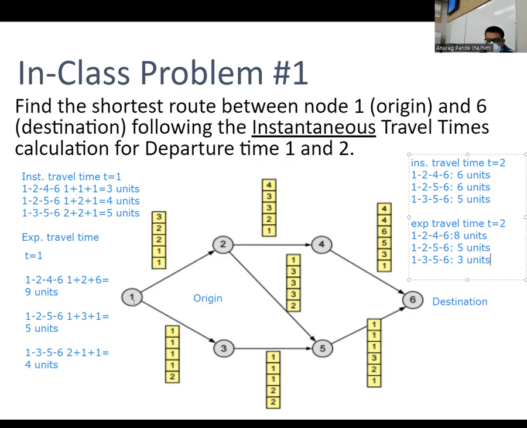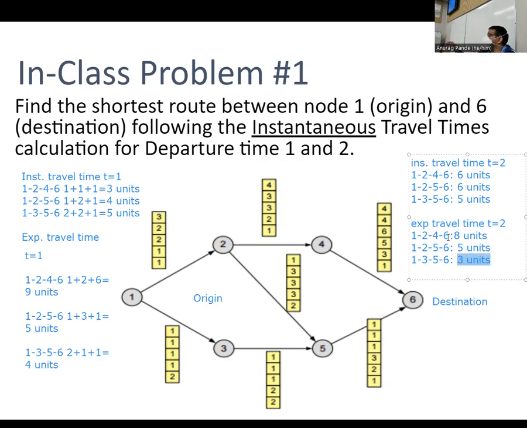You're starting at t equal to 2 here. It takes you 1 minute because at t equal to 2, it takes 1 minute to get to link 3. So you get here at t equal to 3. It takes you 1 more unit of time to get here, t equal to 4. And then it takes 1 more to get here, t equal to 5. So you are here at t equal to 5 at your destination. You started at t equal to 2, so your travel time would be 3 units.